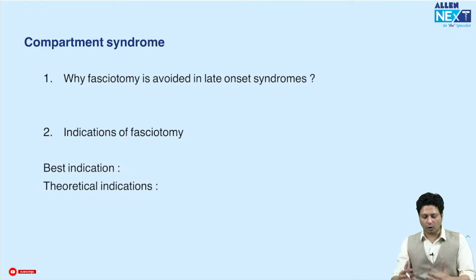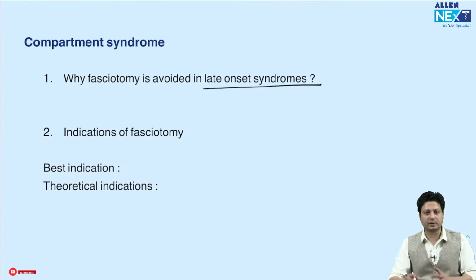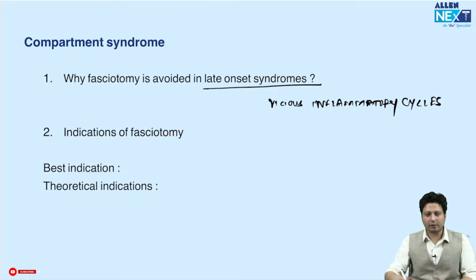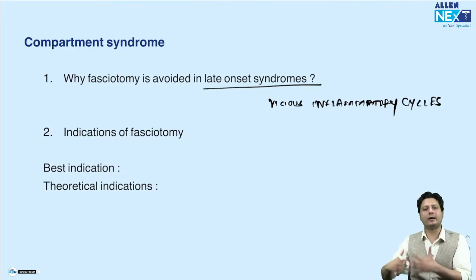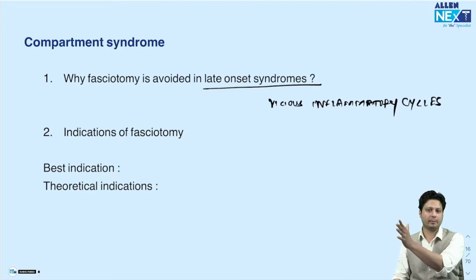As far as if you want to learn about compartment syndrome, why fasciotomy is avoided in late onset syndrome, as I told you, it will result in vicious inflammatory cycles. All right. It will further invite the inflammation. It will cause more and more inflammation of the bone and of the muscles, and the prognostic outcome is going to be relatively poorer.